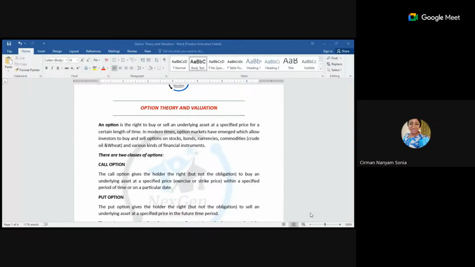Then we also discussed some terminologies. We have an option writer, that is the seller of the option. We have the option holder, that is the buyer of the option. We have the exercise price. Exercise price simply means the predetermined price at which the underlying assets can be bought or sold. Then we have the American option and the European option.